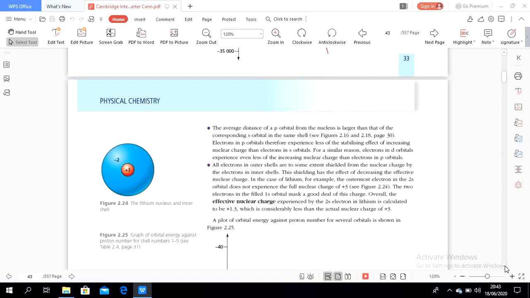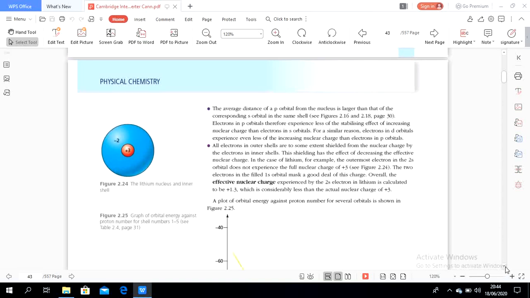Okay, and then all the electrons in the outermost shell are, to some extent, shielded from the nuclear charge by the electrons in the inner shells. So we know that the outermost shell electrons experience less nuclear charge than the inner shell. Why? Because the inner shell gives a shielding effect, so the outermost electron feels less of the nuclear charge.